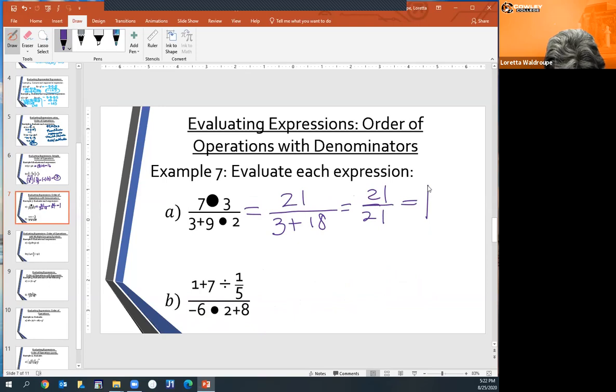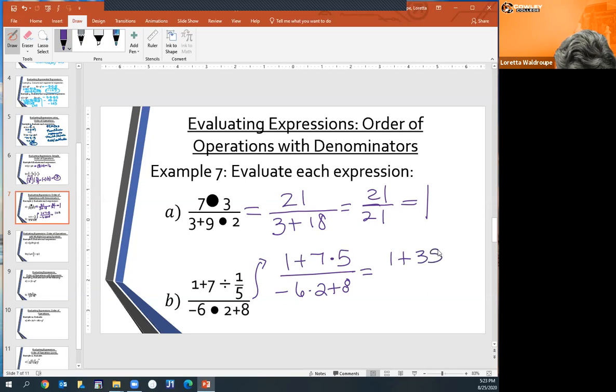Okay. On this one, numerator, I have 1 plus 7 times 5, because I flip and multiply. The denominator, I have negative 6 times 2 plus 8. Multiplication first, and the same thing on the bottom. Adding, I get 36 over negative 4, which divides to give me negative 9.